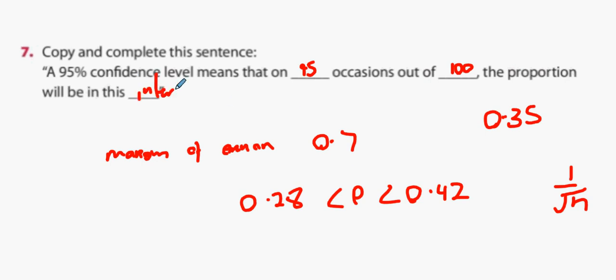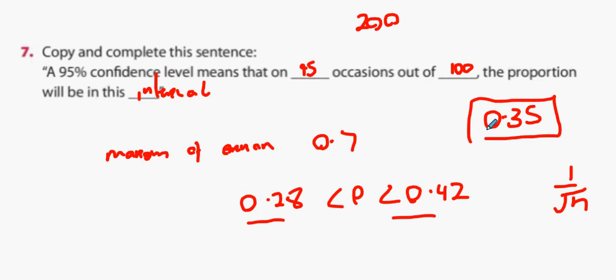You get what I'm saying? When I interviewed 200 people, the statistic is anywhere between 28 and 42%. Every single time I interviewed 200 people, 95% of the time, the result will be somewhere in this margin. Imagine I interviewed 200 people and the answer was 0.35. Imagine I interviewed another 200 people and the answer was 0.29. That's okay, isn't it? Because it's in the interval, isn't it?